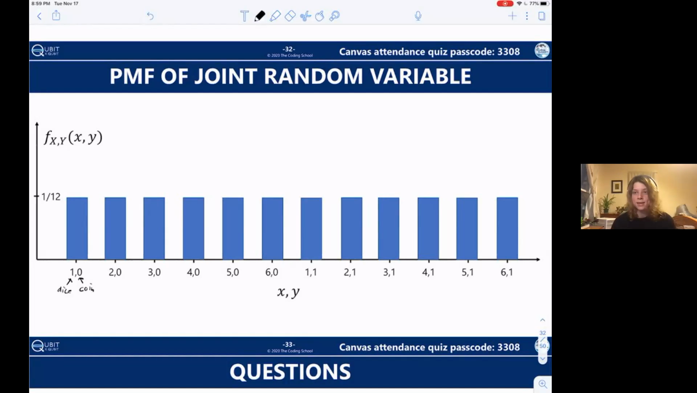You could also do this in a grid instead, where you do a 2D plot with these histogram bars. I'll leave it as an exercise to the reader if you would like to represent it that way instead.